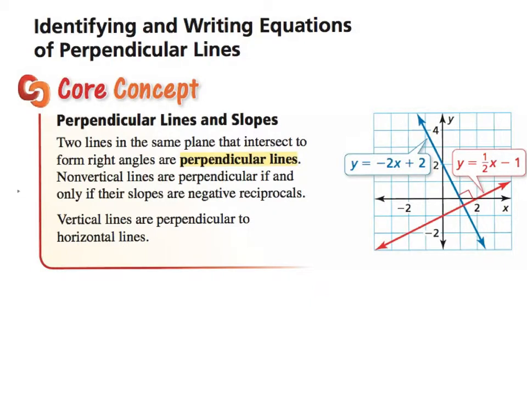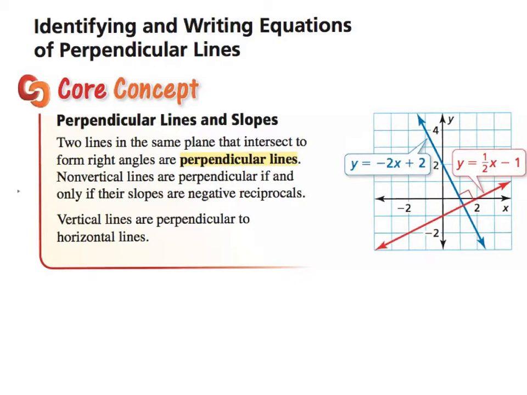So perpendicular lines. Two lines in the same plane that intersect to form right angles are perpendicular lines. Non-vertical lines are perpendicular if and only if their slopes are negative reciprocals. Vertical lines are perpendicular to horizontal lines. Their slopes would not be negative reciprocals of each other.